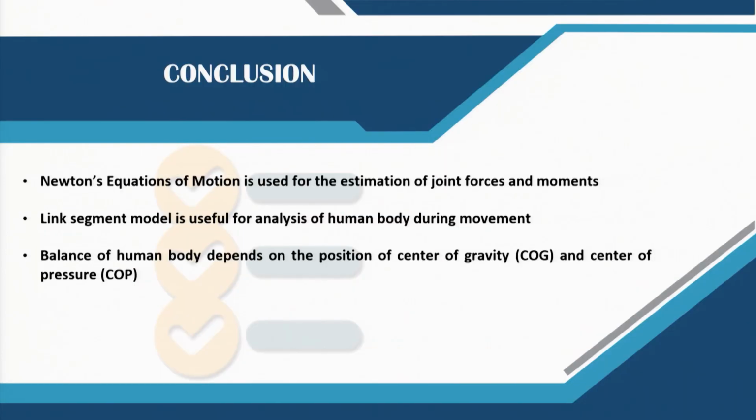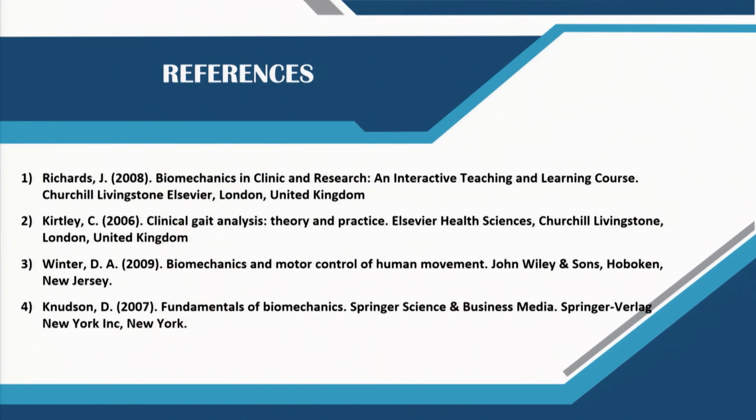Let us come to the conclusions of this lecture. Newton's equation of motion is used for estimation of joint forces and moments. The link segment model is useful for analysis of the human body during movement. Balance of the human body depends on the position of center of gravity and center of pressure. The list of references are indicated here in the slide, based on which the lecture has been prepared.